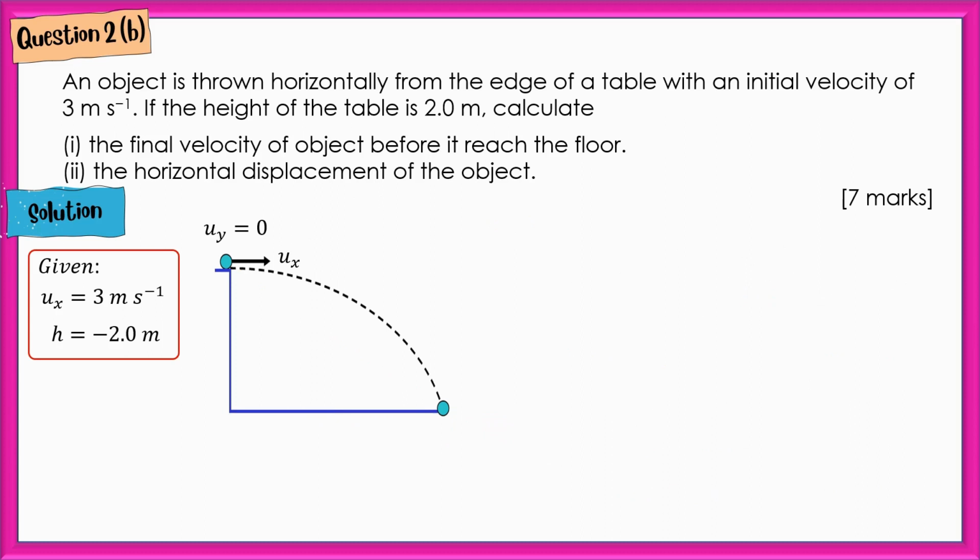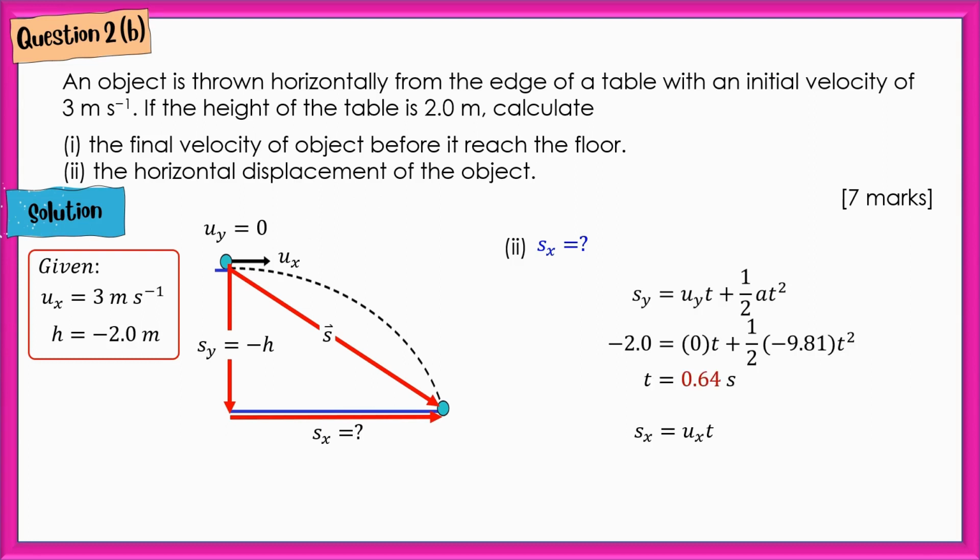For question number 2b2, to calculate the horizontal displacement of the object, we know that the equation for the horizontal displacement is sx is equal to uxt. The information given is ux, so we need to calculate the t first. You can use the equation of sy equal to uyt plus half at square. And then from this equation, you can get the value for t. Substitute the t in the sx equation. You will get that the horizontal displacement is equal to 1.92 meter.